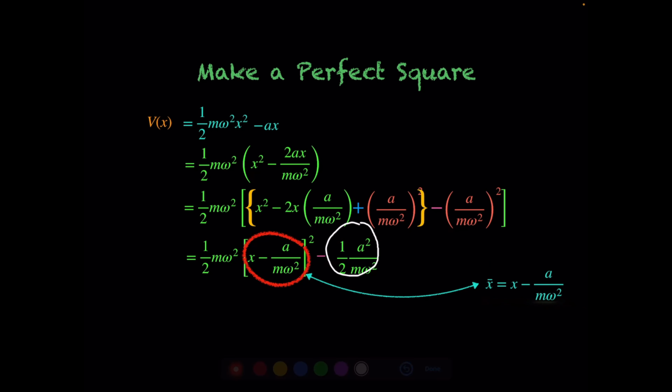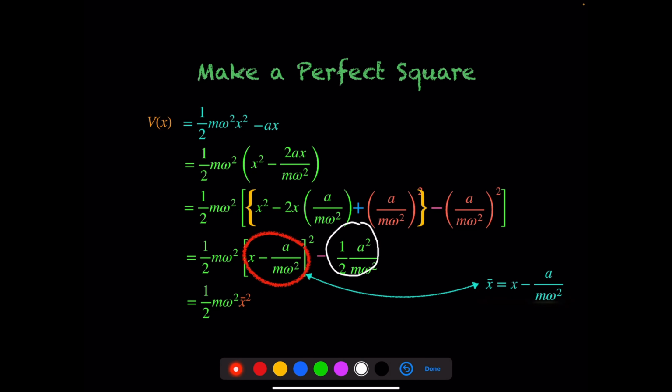Okay, so let us rename it as x bar. Your x bar will be x minus a by m omega square. If you put this, you will find your potential to be half m omega square x bar square, with this constant term, half of a square by m omega square. So now our potential is not a function of x, rather it is a function of x bar.